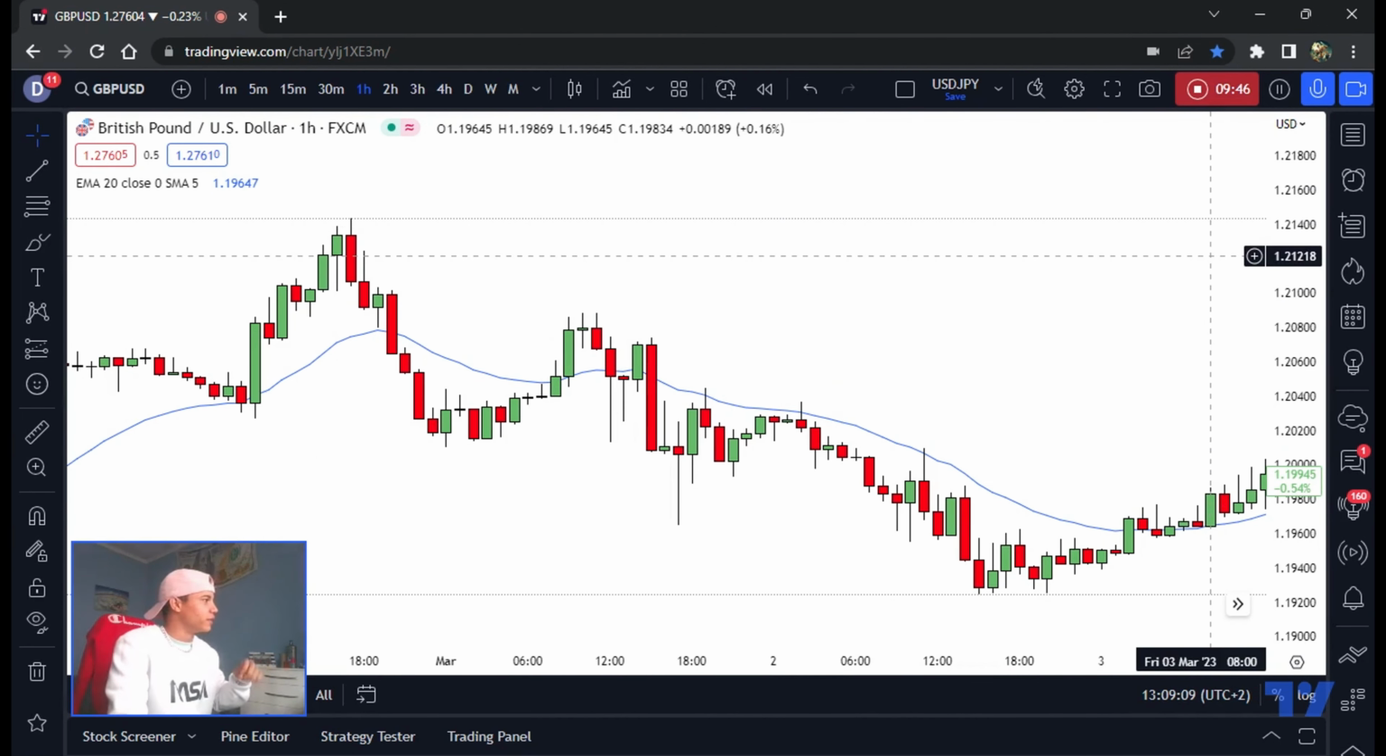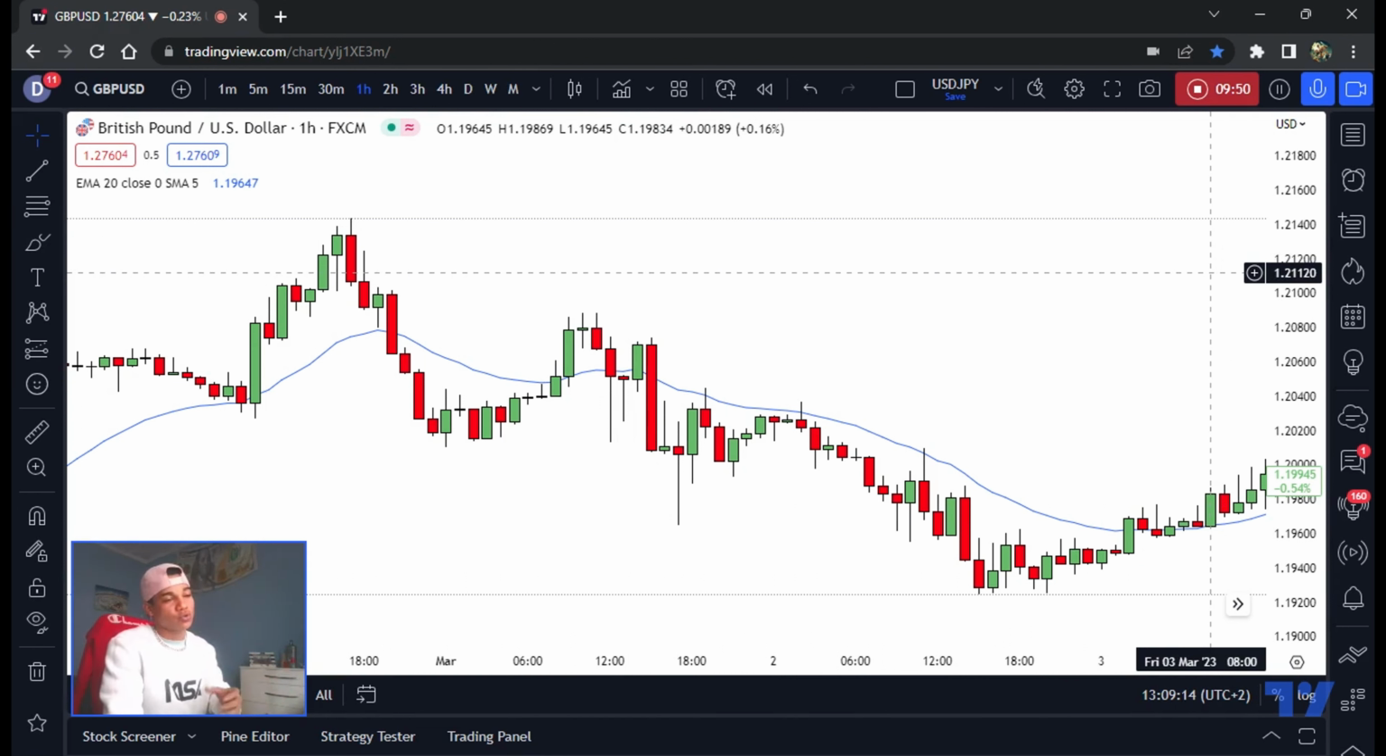Right, we are on the British pound USD, and we are in a downtrend, and I'm going to show you a bearish version now. So as we can see, we are in a downtrend. That is the first condition that you need to look for.